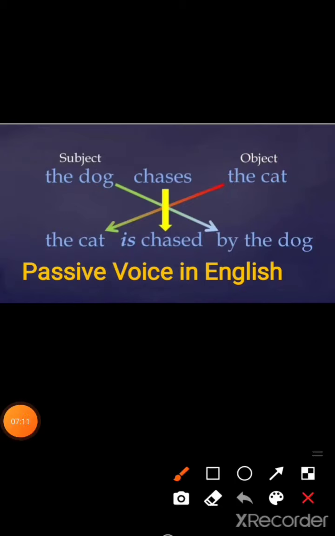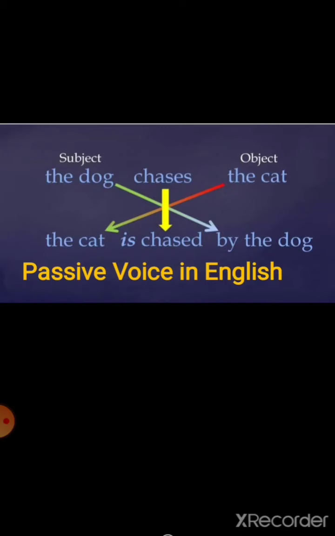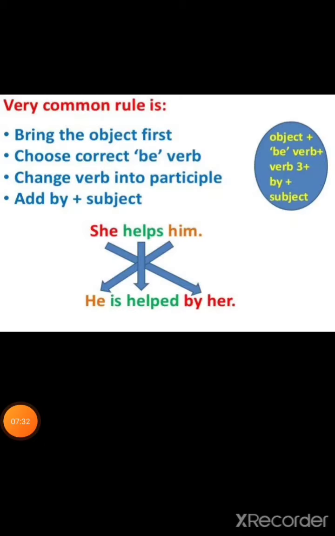After that, before the subject that has become the object here, you have to add by the dog. Okay. So here goes the final sentence. The cat is chased by the dog. Okay. Let me give you another example over here.